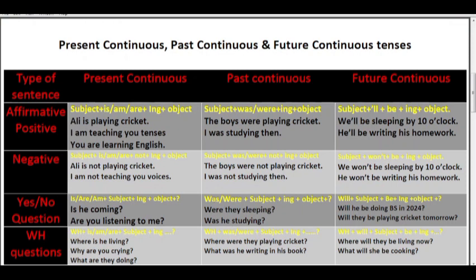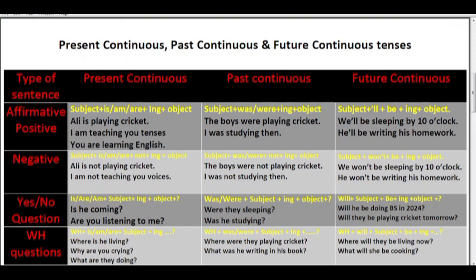For past continuous, we bring was and were to the start of the sentence, then subject, then the ing form, and then the object, and finally the question mark. For example, were they sleeping? Yes, they were, or no, they were not. Was he studying? Yes, he was, or no, he wasn't.